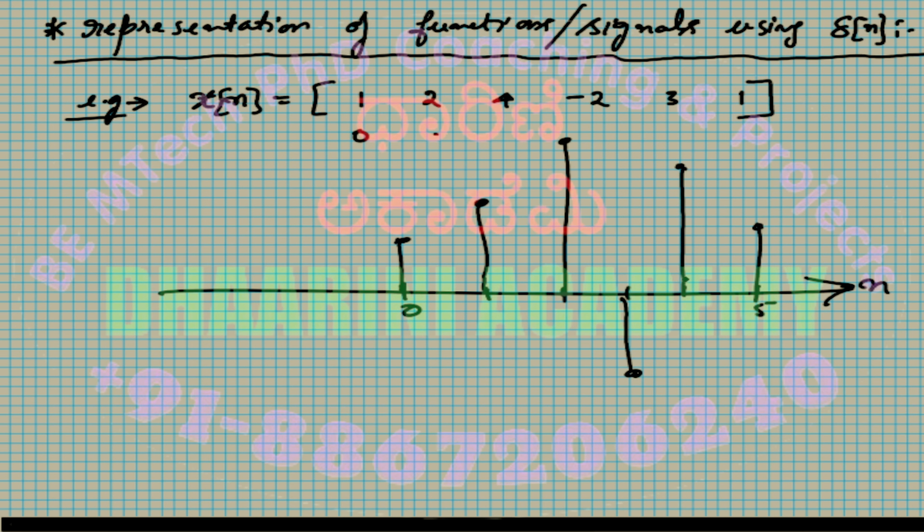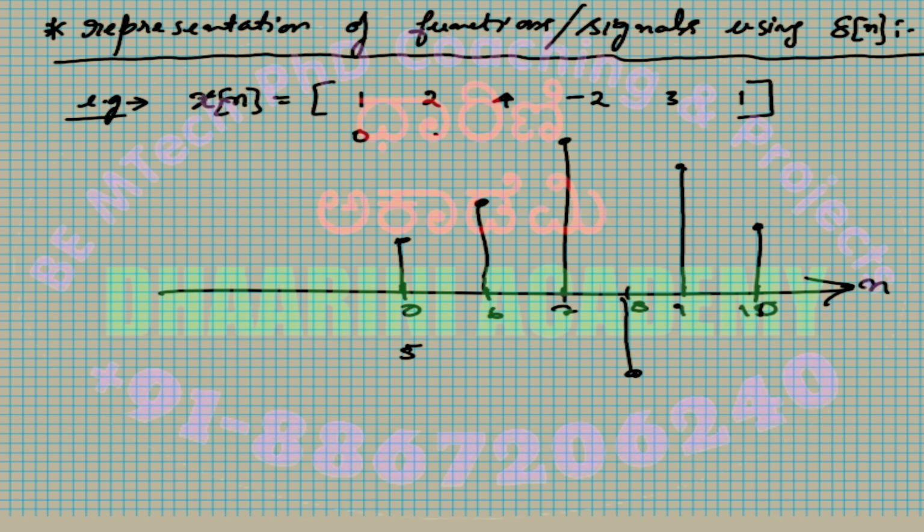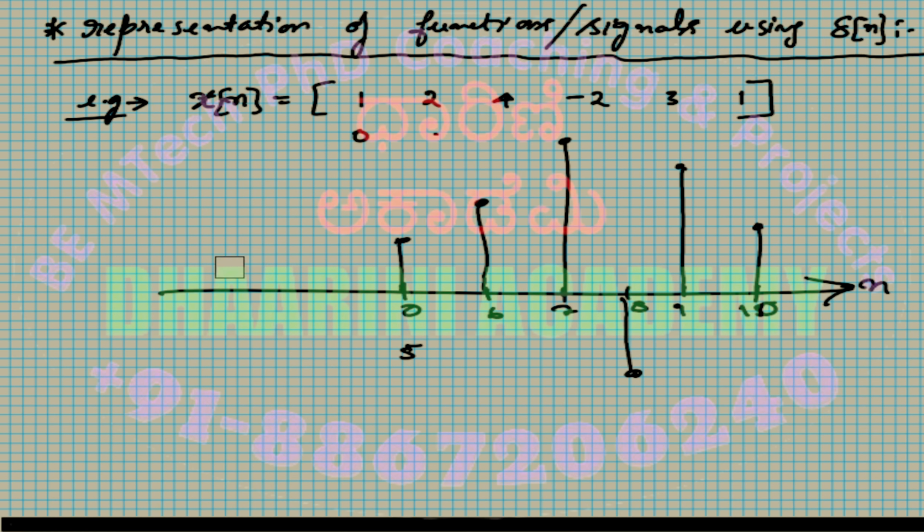Possible. But you see, the same signal may be starting at 5. So if it starts at 5, the next points will be 6, 7, 8, 9, 10. You see that there is an importance of indexing as well. Where the signal starts, I need to mention.